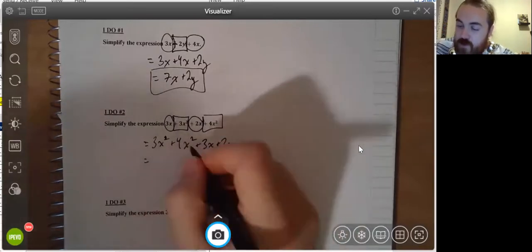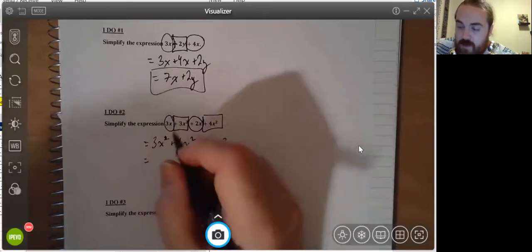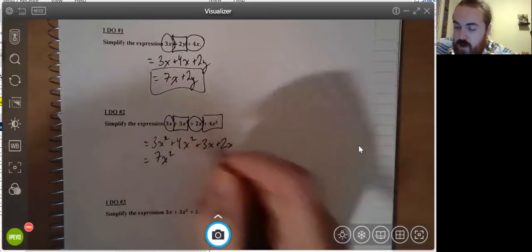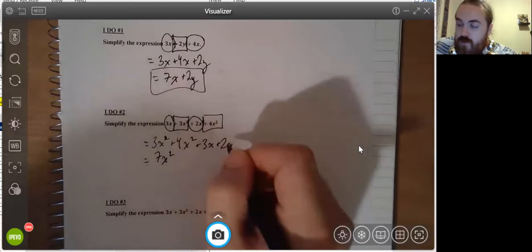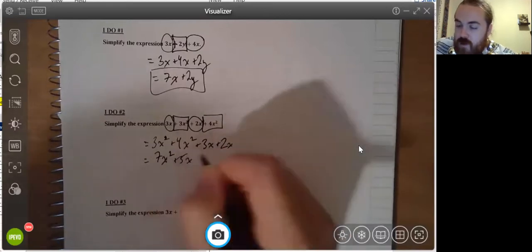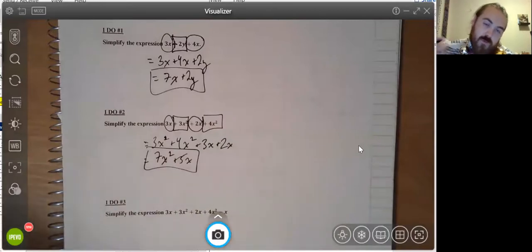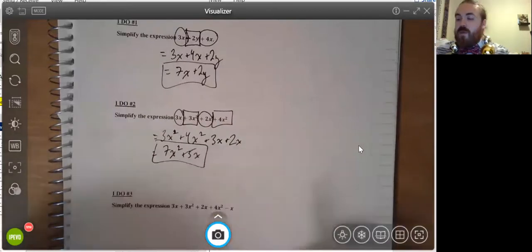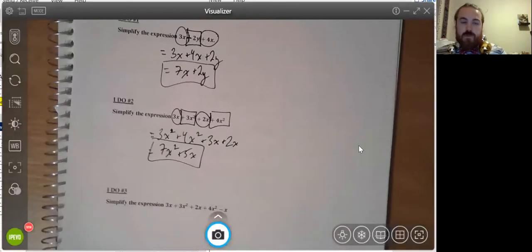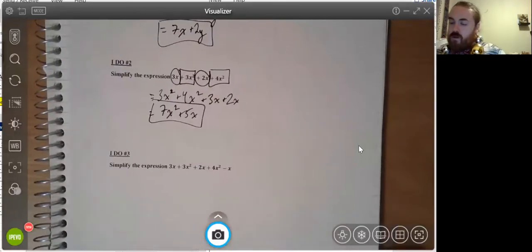Now, 3x squared plus 4x squared, add the coefficients. 3 plus 4 is 7. 7x squared. 3x plus 2x, and 3 plus 2 is 5. 5x. And I'm done. And you can't combine them with different exponents. All right, last one. Do number 3.